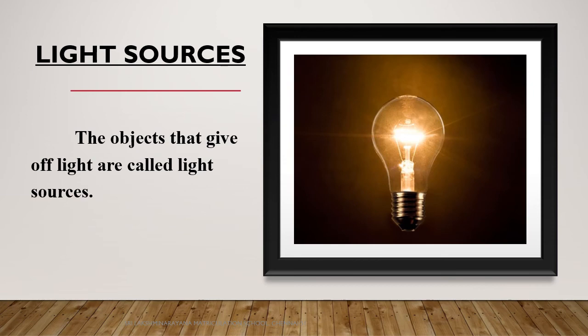Now, the natural sources of light are the sun, stars, fireflies and jellyfish. The artificial sources of light are man-made objects like oil lamp, lighted candle and chimney or bulb or tube lights.